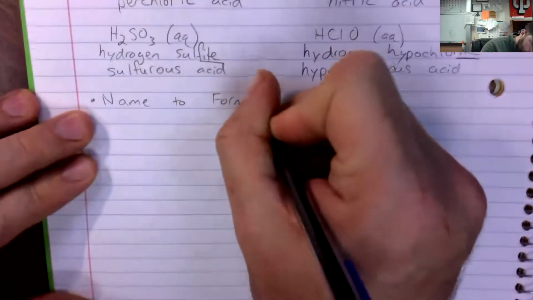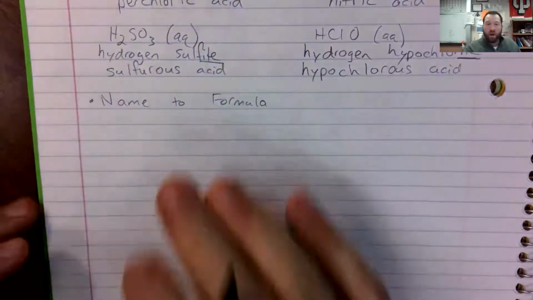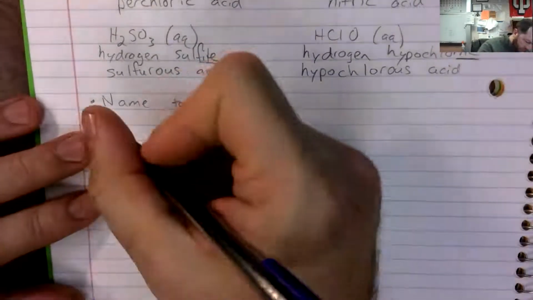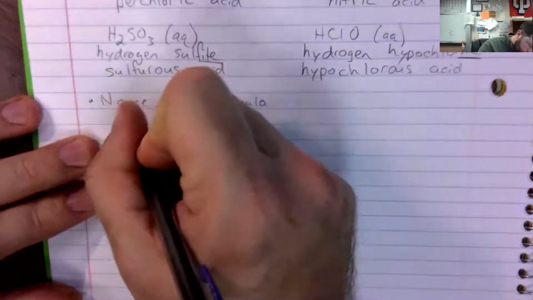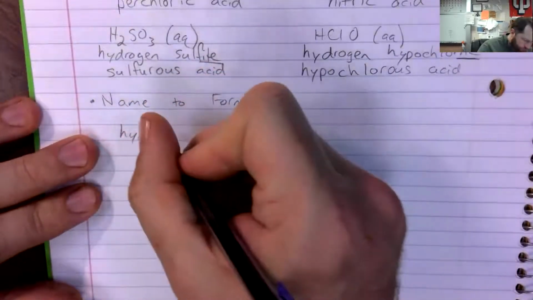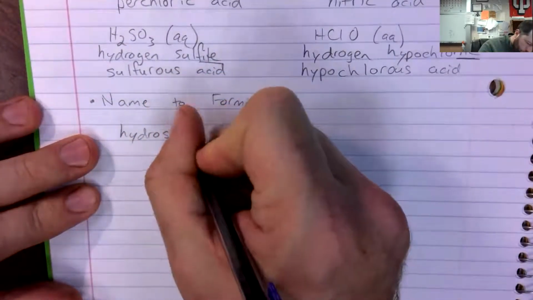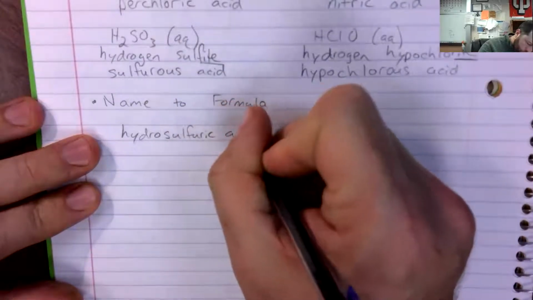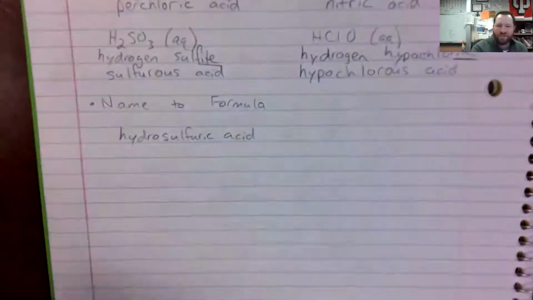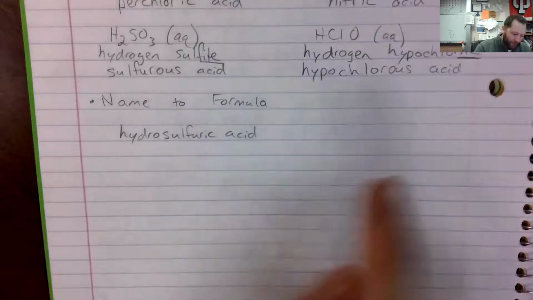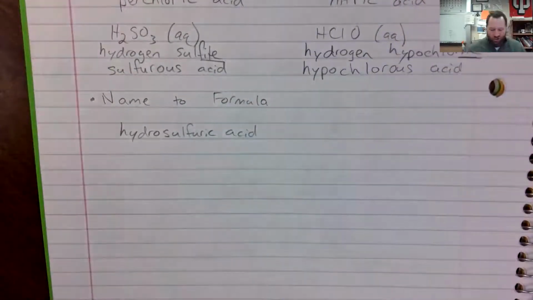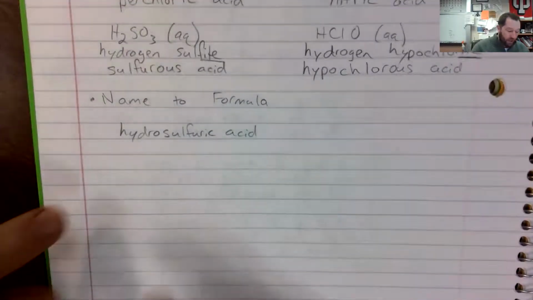Take a couple examples of name to formula. So go the other way. Again, recognizing an acid should be really easy for you, because it's going to end in the word acid. So recognizing you're working with an acid should be pretty easy. And now we just got to work backwards.